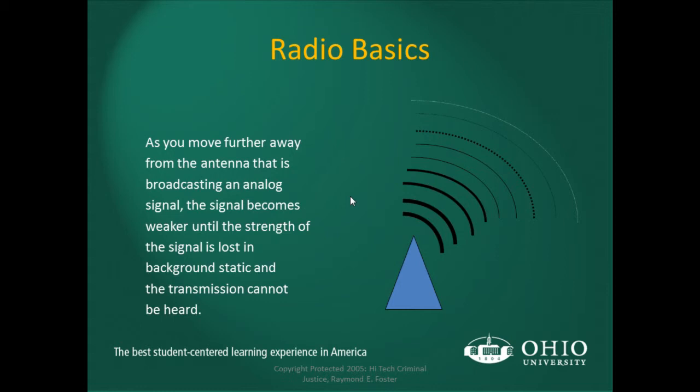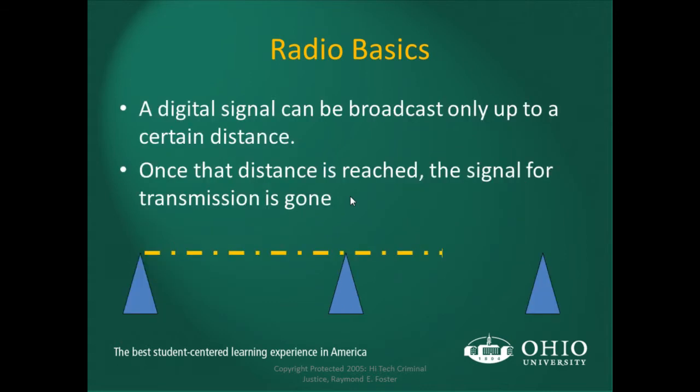Radio basics, another part to this is, on analog signals, the further you are from the transmission point, the weaker and weaker that signal becomes, and at some point, that signal strength becomes so weak that it gets lost in the background static, and that's what this slide is trying to illustrate. A digital signal can be broadcast only up to a certain distance, and it's no different than an analog signal. So once the distance is reached, typically what you see in a digital transmission is that boom, it drops off. There's no sudden fade. Either your equipment can recognize and understand that digital transmission, or it can't. So it's a lot more abrupt in its drop off.